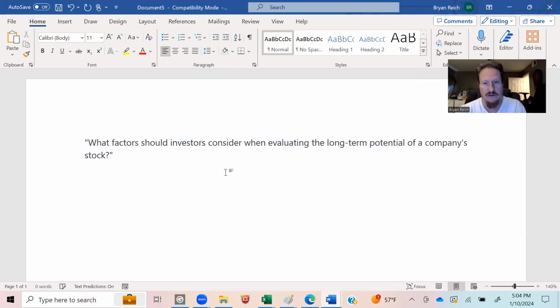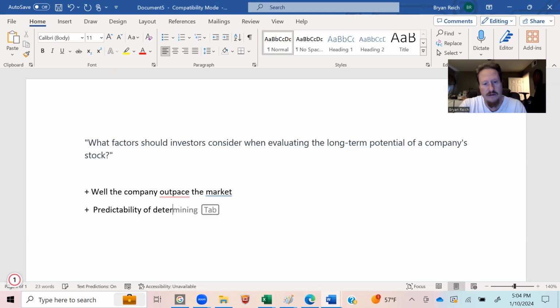What factors should investors consider evaluating the long-term potential of a company's stock? The factors: how well the company outpaces the market. That's always important, and we'll dive into that one in a little bit. The predictability, the ability of determining the EPS, or earnings per share. Free cash flow is a big one. And just the overall health and direction of a company.